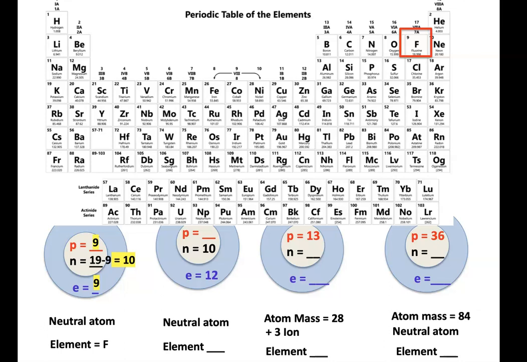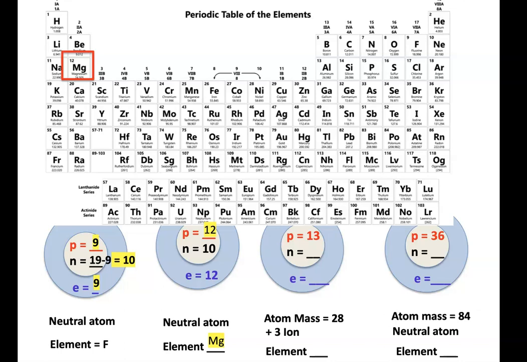Question 2, you are given neutrons and electrons. You are supposed to find the protons and the element name. So it's a neutral atom, so the protons and electrons will be the same. And now that you have 12 protons, you can find who that is. It is magnesium. So you put Mg down there.